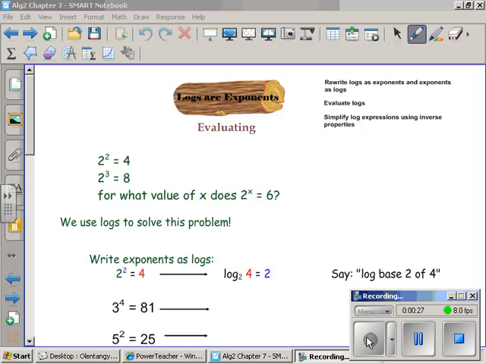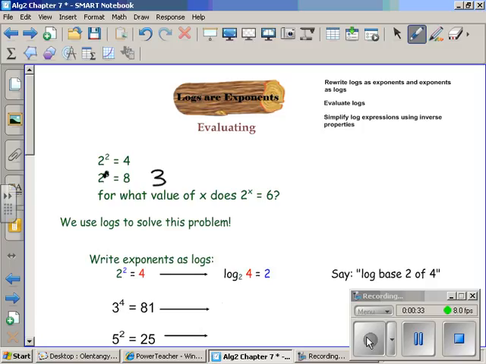If I had covered up the 3 and said, what 2 to the what power equals 8, you could have told me 3, right? Well, logarithms are for when you have like 2 to the x equals 6. Well, 6 isn't a 2 times 2 times 2 times 2 kind of number, so we will have to use logarithms to figure that out.